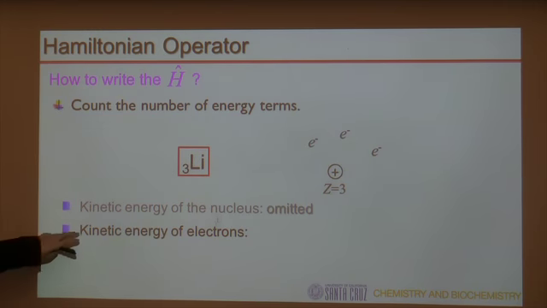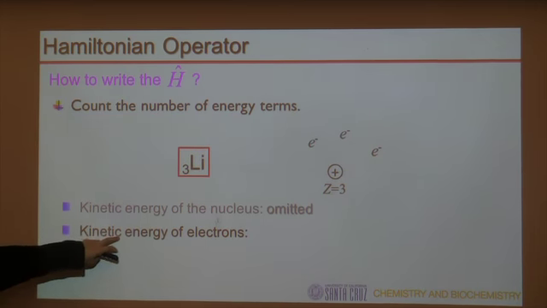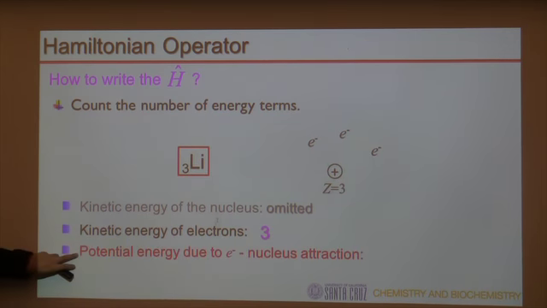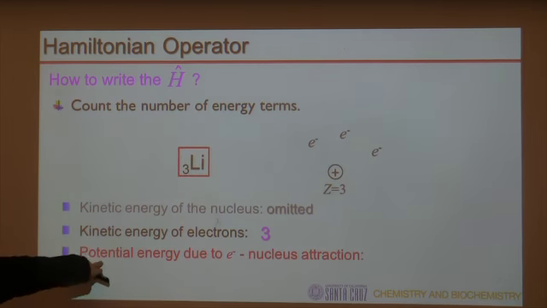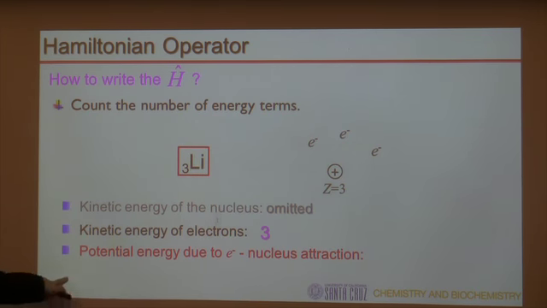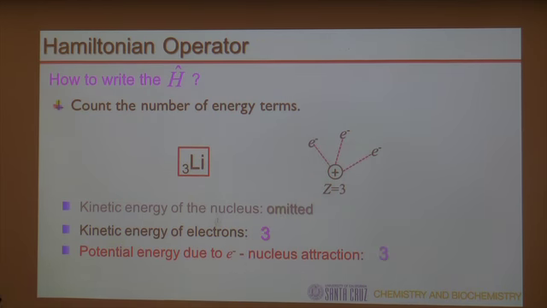So how many kinetic energies of electrons do we have in the system? 3. Okay. Potential energy due to electron-nucleus attraction. How many terms? Potential energy due to attraction, how many? Attraction means one electron attracts with one nucleus, right? And we have 3 electrons, so there will be 3. So those are 3 attractions. Potential energy due to electron-electron repulsion.